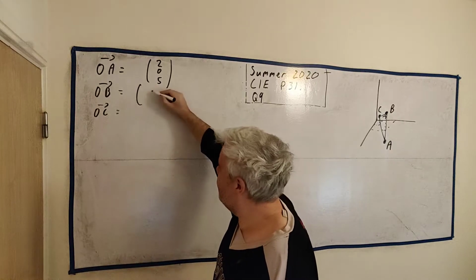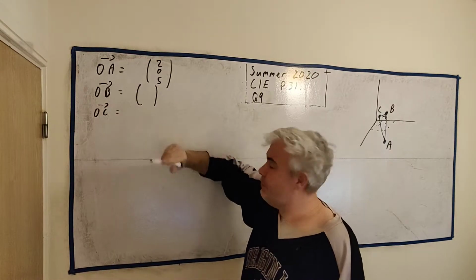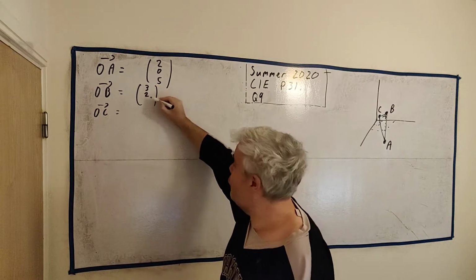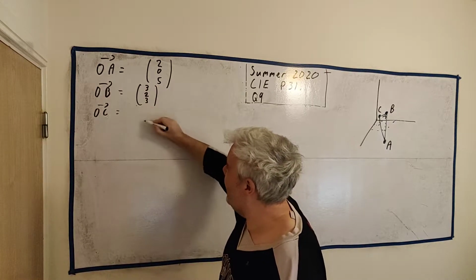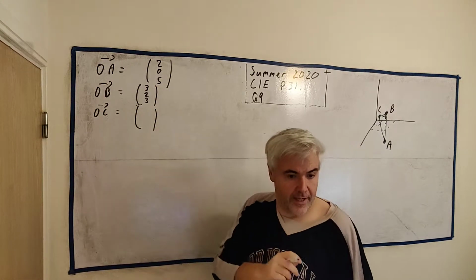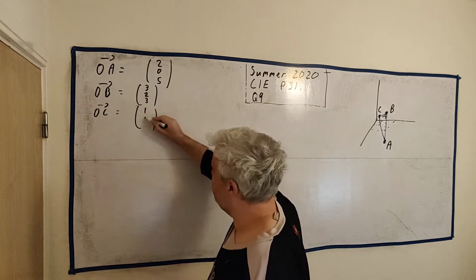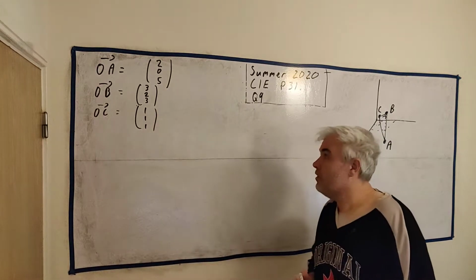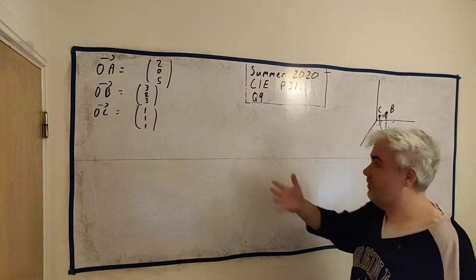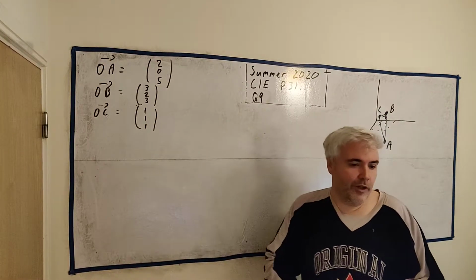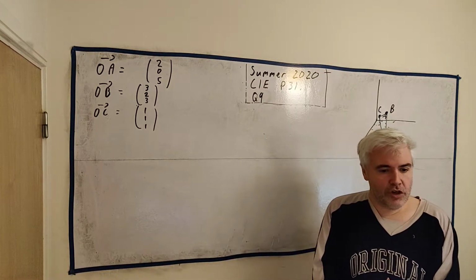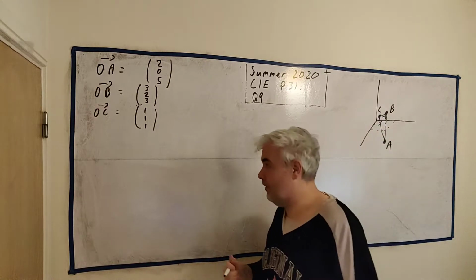This one, I don't have quite enough room, so apologise if it's small. It's 3, 2, and 3, and this last one here is 1, 1, and 1. So I'm going to use these vectors rather than the i, j's and k's. It's just quicker to write. So using the scalar product, show that the angle ABC is a right angle.